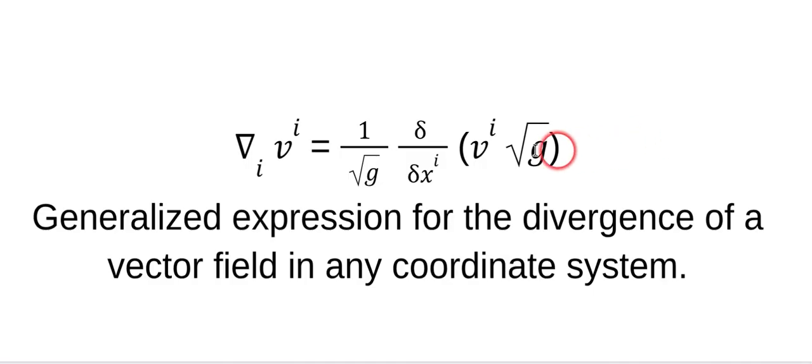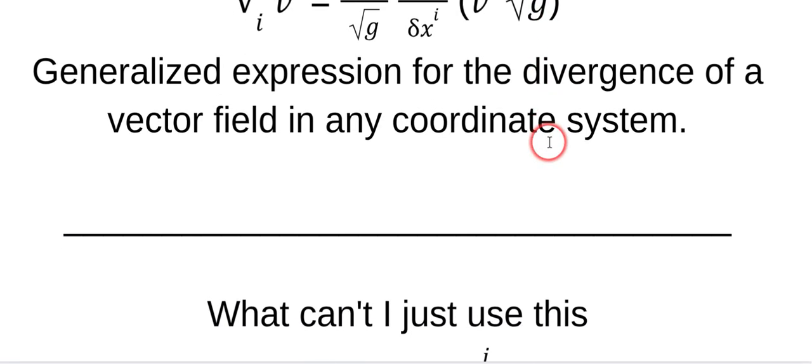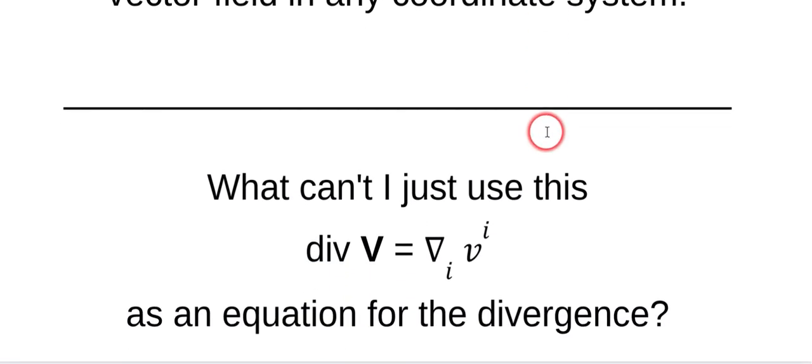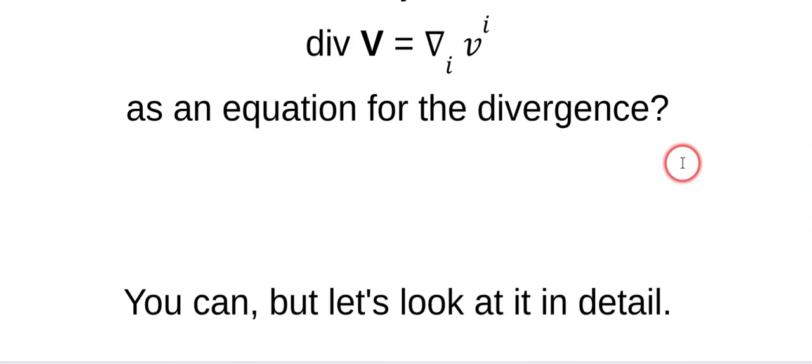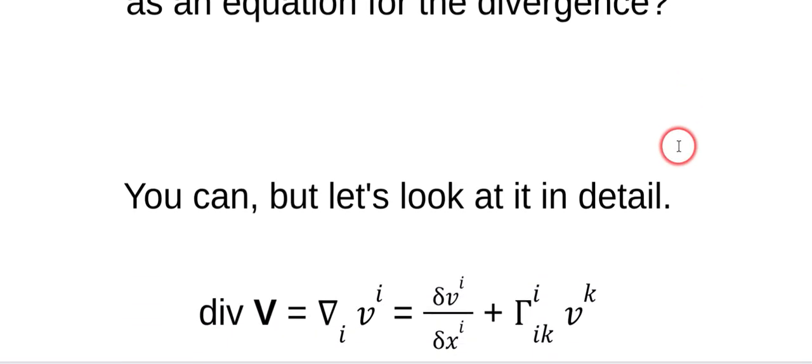A couple videos ago, we derived this generalized expression for the divergence of a vector field. It works in any coordinate system. It's an invariant tensor equation. Got an interesting question about this. When we started this derivation, we started with this innocent-looking thing. The question is, why can't I just use this as an equation for the divergence? Well, you can. You can use it, but let's show you what it looks like in real life.